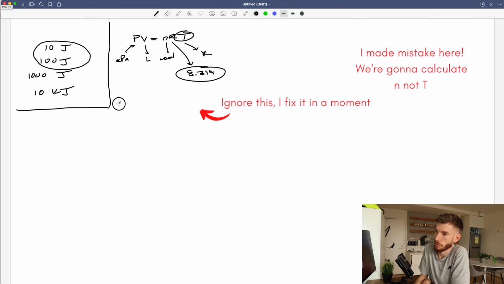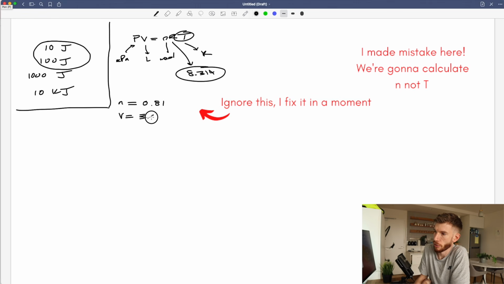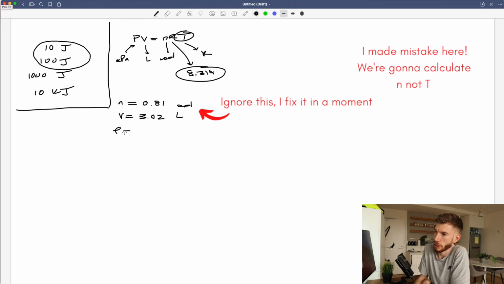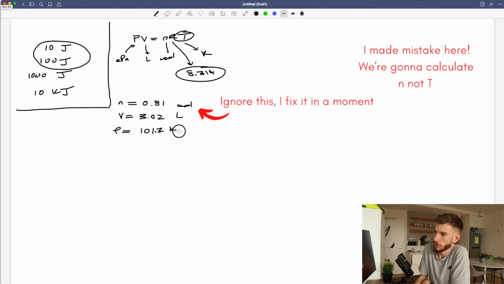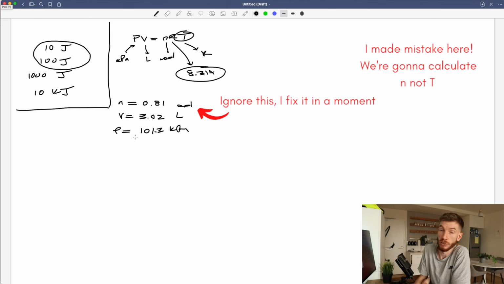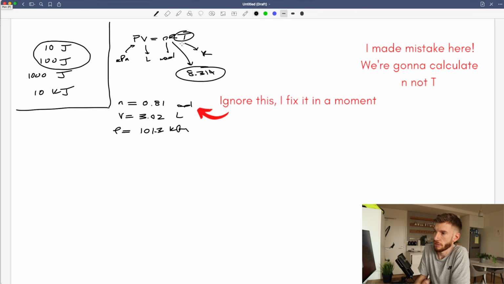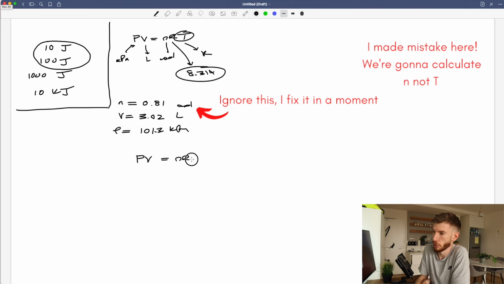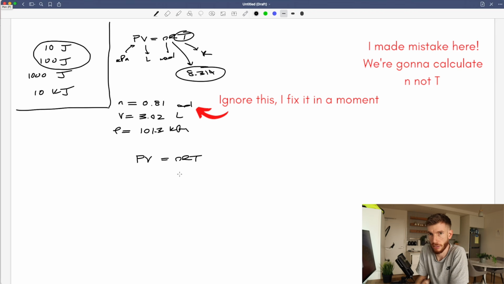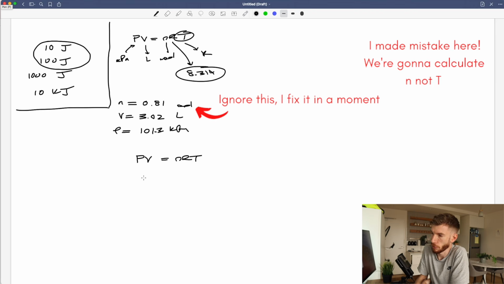were given, say, a number of moles of 0.81, and then the volume was going to be 3.02 liters. The pressure, let's say it was 1 atmosphere, so 101.3 kilopascals, and then the R is already given. And so let's say they were asking for temperature. So the first thing I would do is rearrange the formula before you put the numbers in, as it takes up less space on the scrap paper that you're given or that you've got to work with.